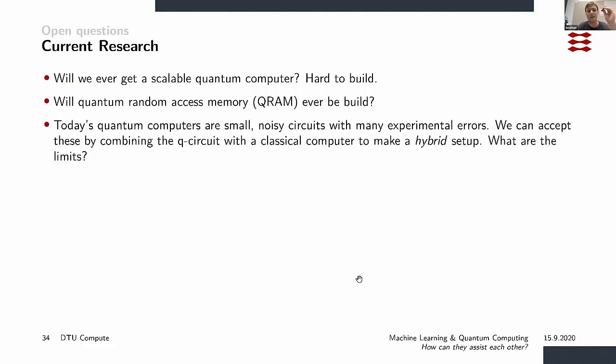And as I said, today's quantum computers are small and noisy, with many experimental errors, and the question is what are the limits to those? We really don't know that yet. We really don't know their expressiveness yet, because these variational circuits are no more than a couple of years old. I think they're from 2014 or 15. That is the idea.